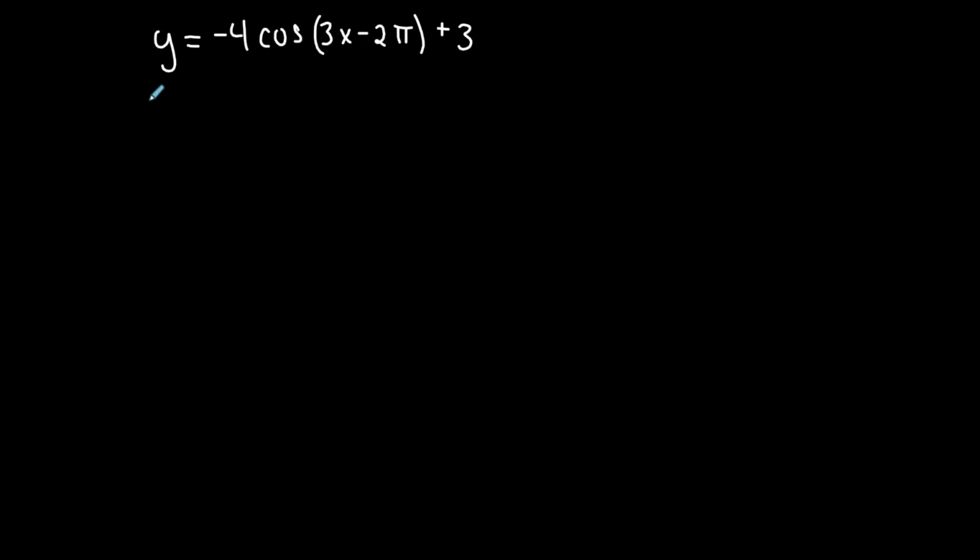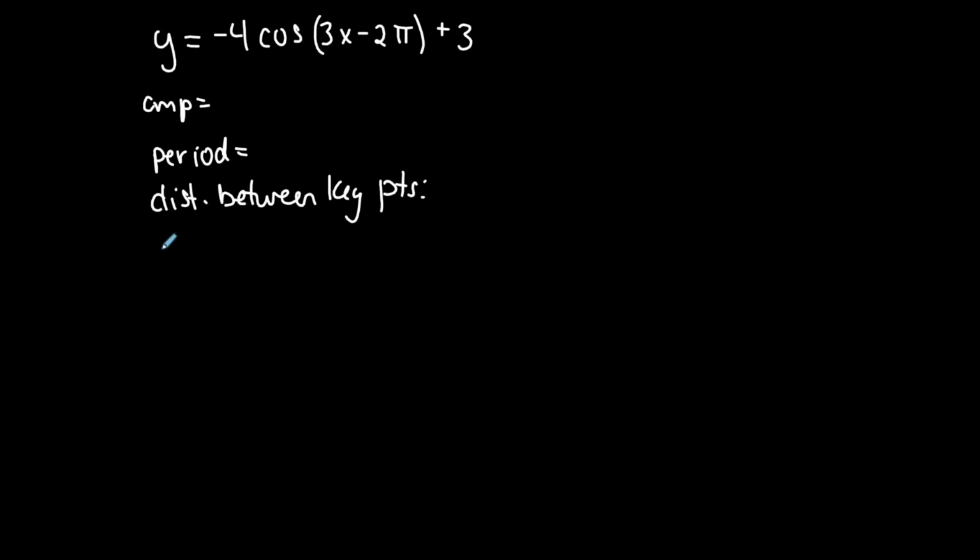All right. Again, you're going to be asked to find the amplitude, find the period, find the distance between the key points, especially for my students, to help you with the x coordinates of those key points. Find the phase shift if there is one. Find the vertical shift, VS is vertical shift, and tell me if there is a reflection. Again, amplitude: the coefficient of the cosine, always take the positive version of it. Amplitude in this case is 4.